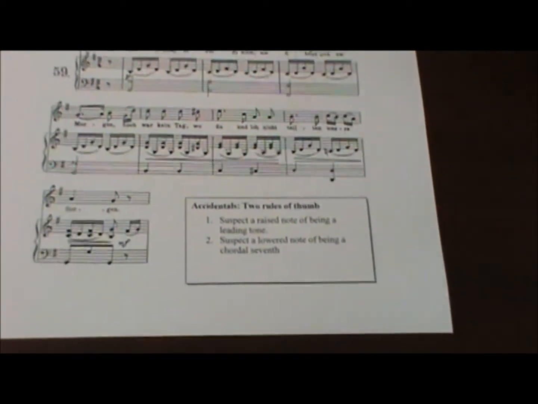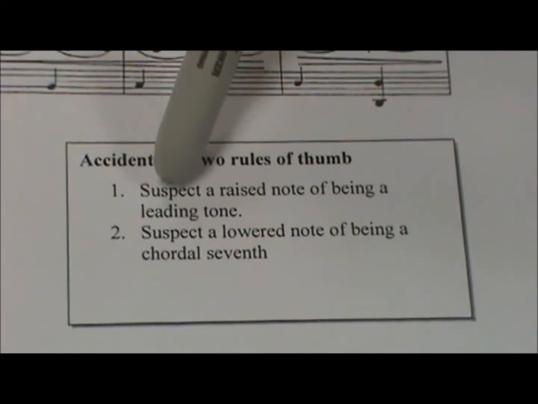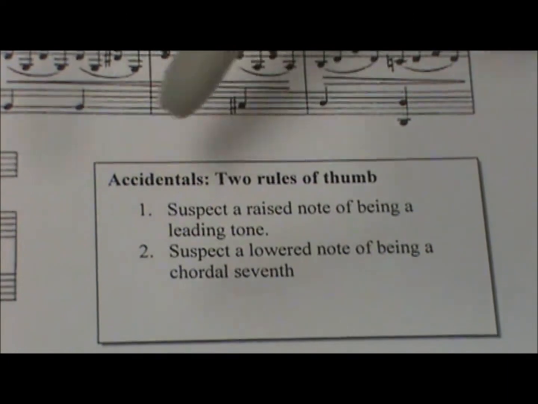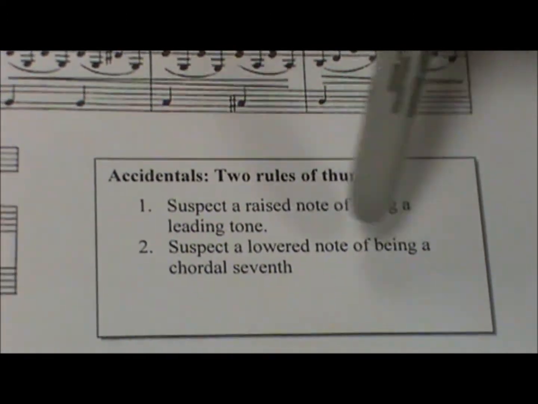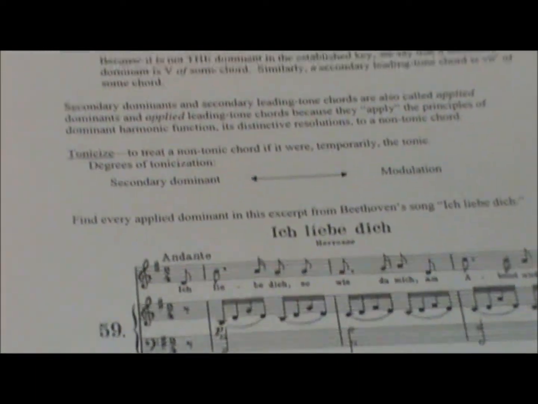Again, the context here is analysis. You see an accidental. Number 1, suspect a raised note of being a leading tone. Number 2, suspect a lowered note of being a chordal seventh. When we get into mixture, we're going to have other notes that are lowered, but they're lowered for other reasons. So it really has to do with this context right here, and later we'll add other possibilities to it.